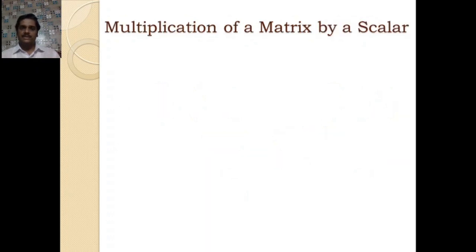Next, we are going to see multiplication of a matrix by a scalar. In short, we call it scalar multiplication. What are we going to do in this one? We are going to multiply a matrix by a scalar. Scalar is nothing but a number. The number can be a real number or a complex number. Let's see how to do that.